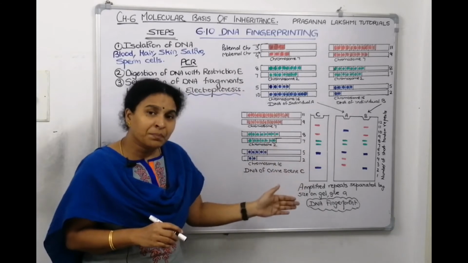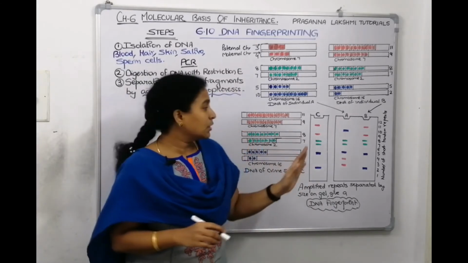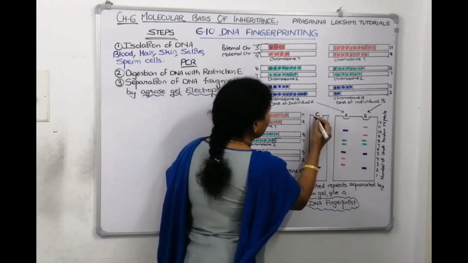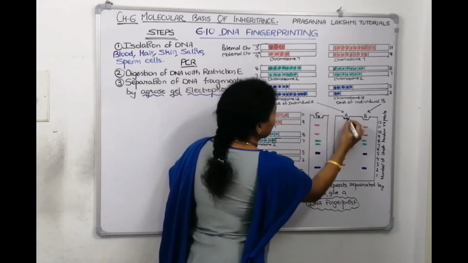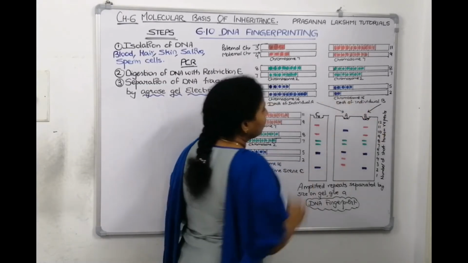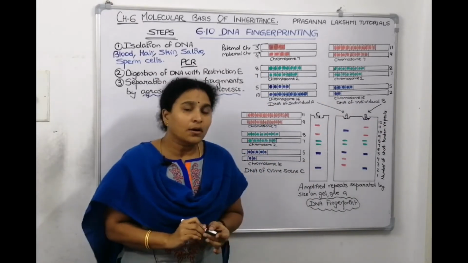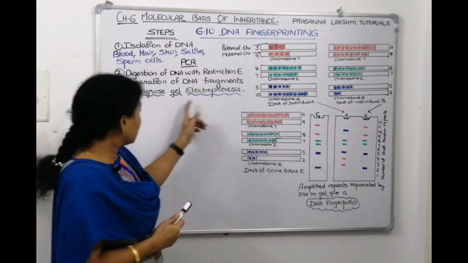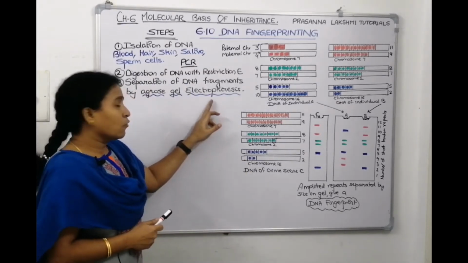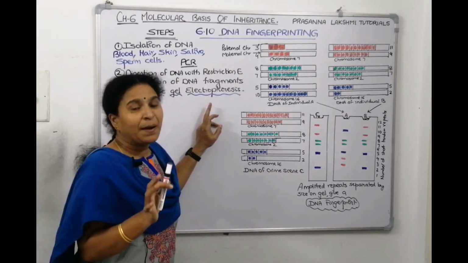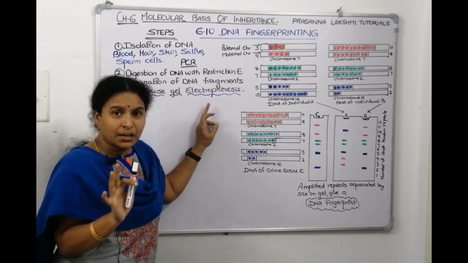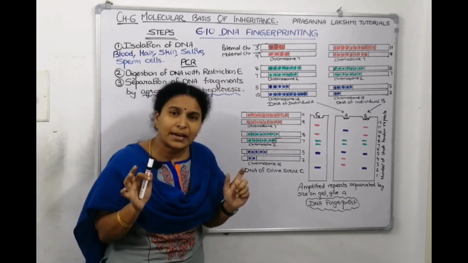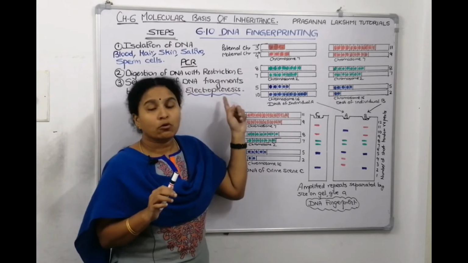Then after loading, we need to do gel electrophoresis. So this is the gel, and you loaded the sample here. All these fragments we loaded here, these fragments are loaded here, these fragments are loaded here. After loading it on the gel, we need to do gel electrophoresis. What is electrophoresis? Separation of charged particles when they are subjected to an electric field is called electrophoresis.